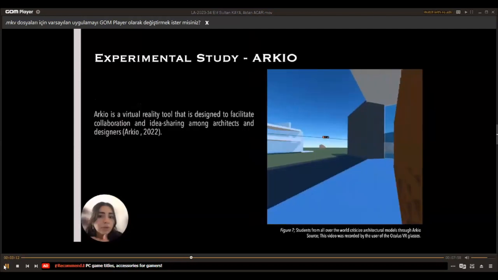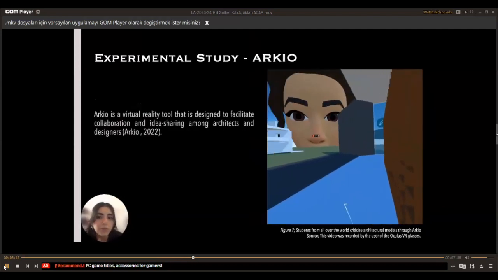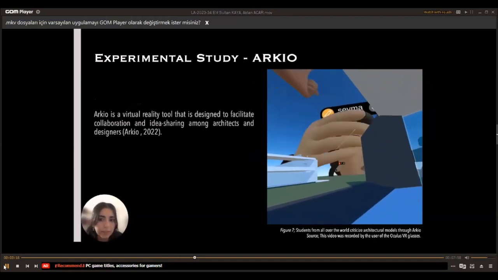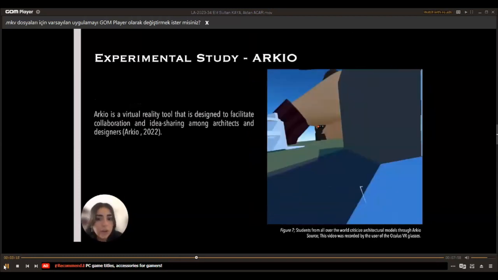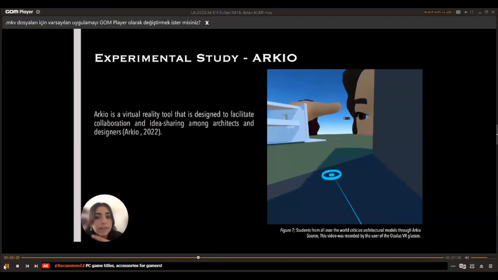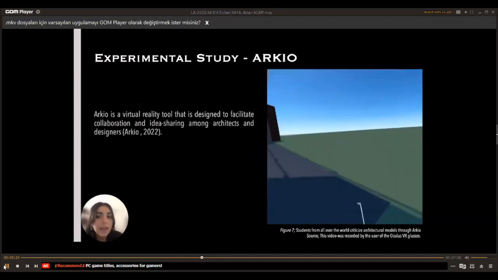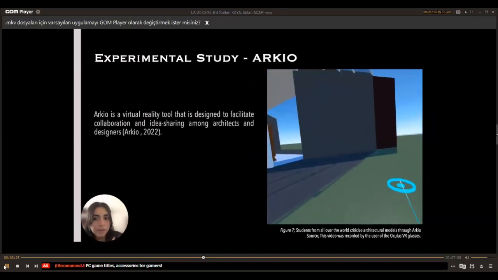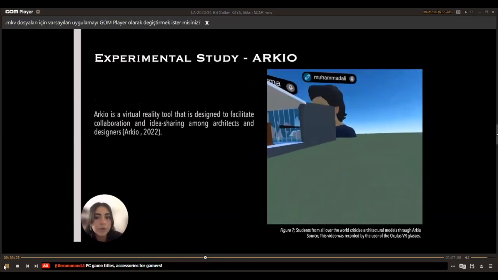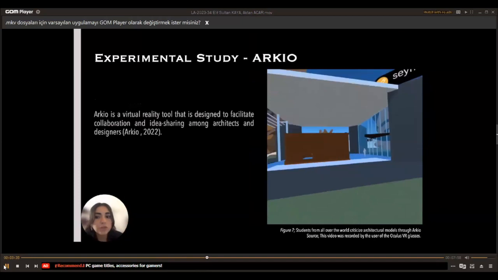And 2 different VR applications were used as tools for this study. The first one of these was Arkio. And Arkio allows users to work at any scale and even allows them to jump inside their models at a human scale and review architectural designs in a VR environment, and can be used by a group of people to discuss and evaluate different design options in real time.